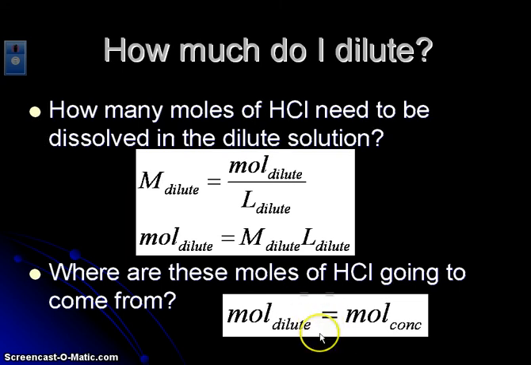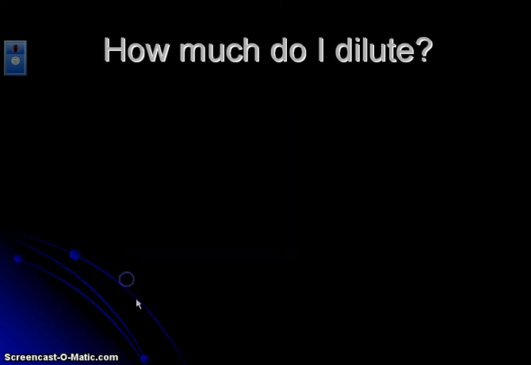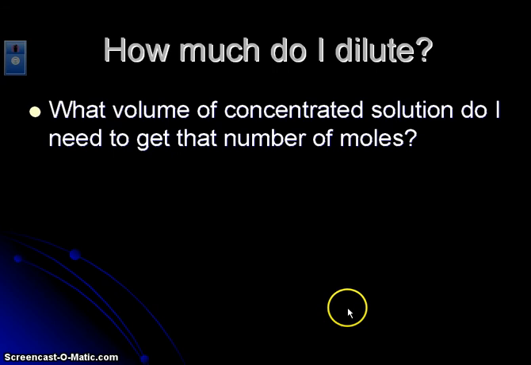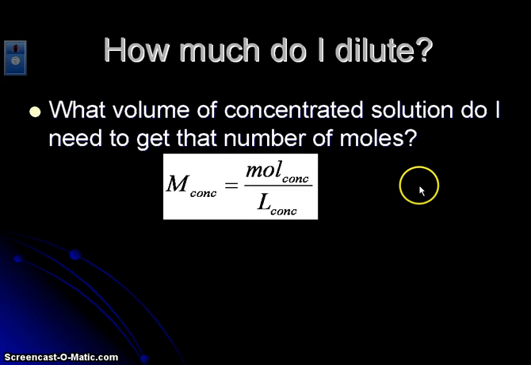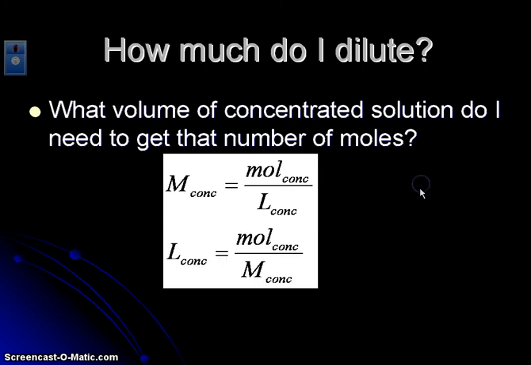So now I have to figure out what volume of solution I'm going to need to get that number of moles. For my concentrated solution, the molarity of the concentrated solution is equal to the moles of the concentrated solution divided by the liters of the concentrated solution. If I rearrange that to get the liters by itself, my moles of concentrated solution divided by my molarity of the concentrated solution will give me the volume of that concentrated solution that I need. So let's take the last slide and this slide, those two equations, and put them together so that we can figure out exactly what to do.